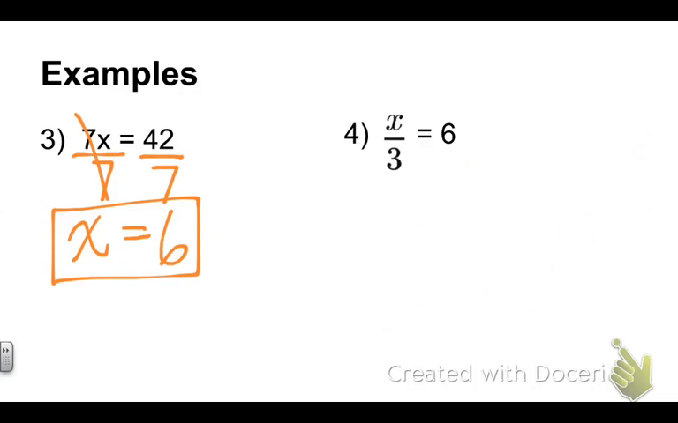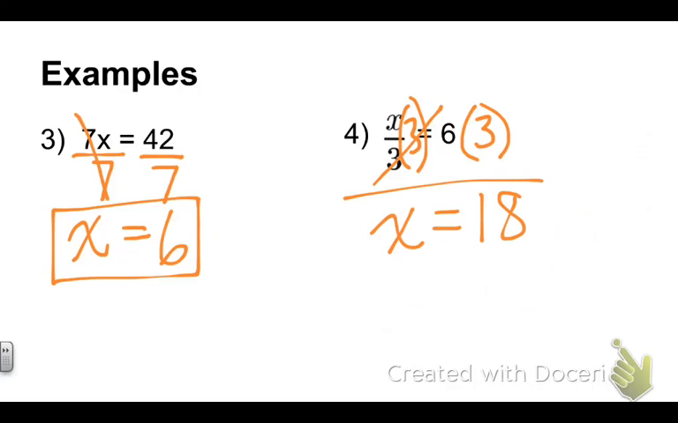X is being divided by 3. What's the opposite of dividing by 3? The opposite of dividing by 3, and I know I'm going to squeeze this in here, is multiplying by 3. Divided by 3 and multiplying by 3 cancel each other out. They're opposites. That gives us x, and 6 times 3 is 18. Check it, substitute it in, see if it works. 18 divided by 3 equals 6.